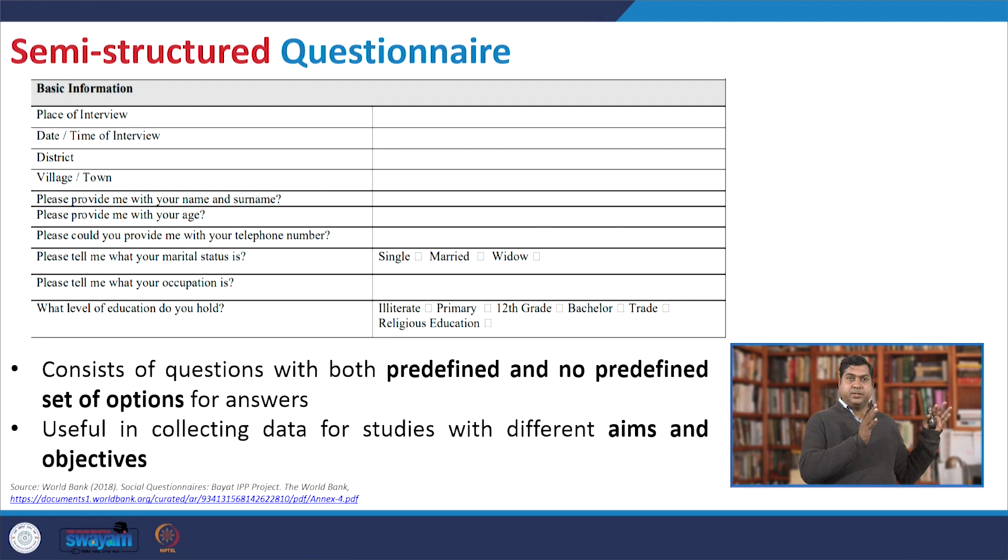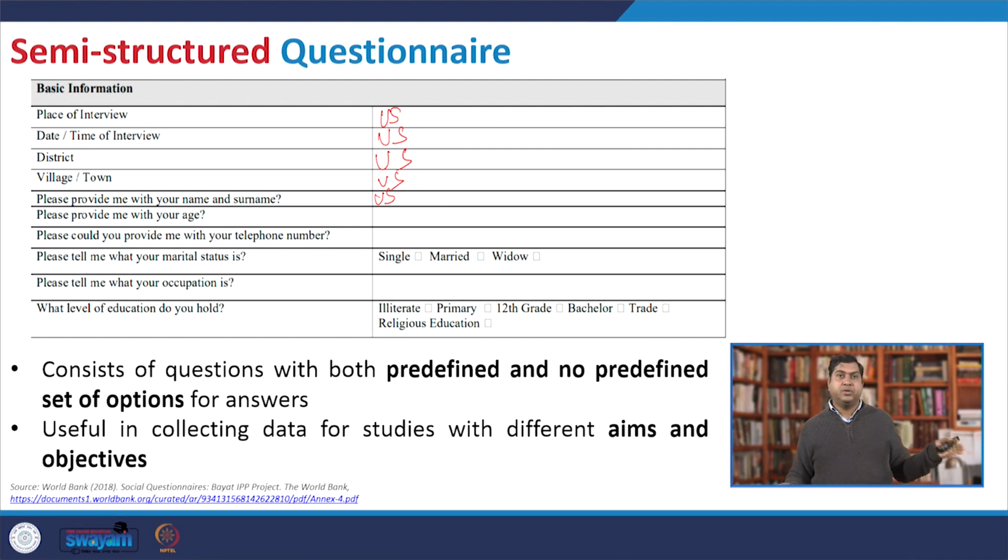Now once we understood this structured and unstructured questionnaire, semi structured is the combination of both. So say for example this is some kind of information. In this case the place of interview, definitely where you are intercepting, you can say that this is unstructured. Date, time, this is also something you have to fill, district, village, town, this is very much open ended. Please provide me with your name and surname. So if we are asking the person the name and surname, normally for such kind of perception study or expectation study we go for anonymous, we don't ask the name.